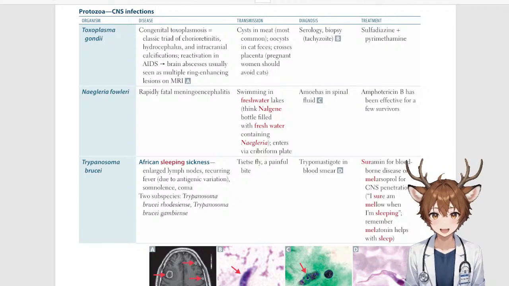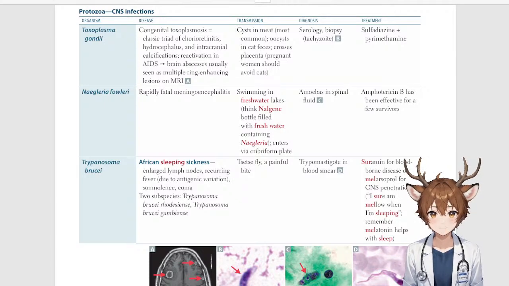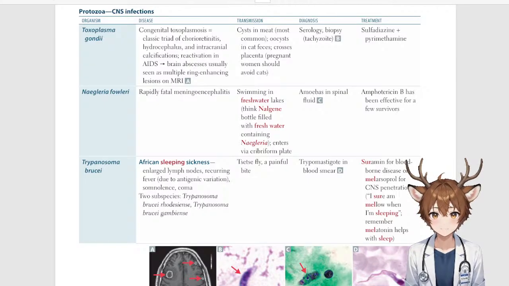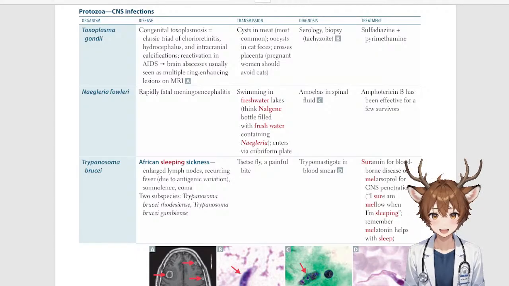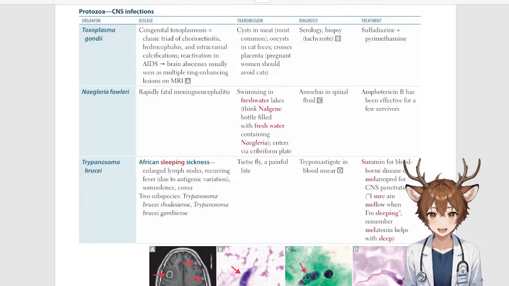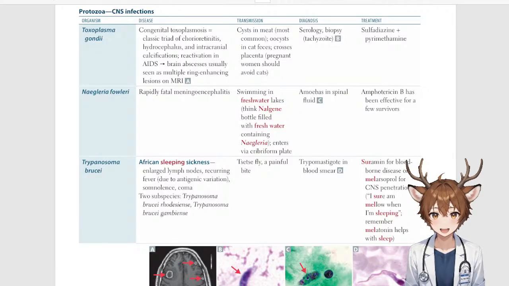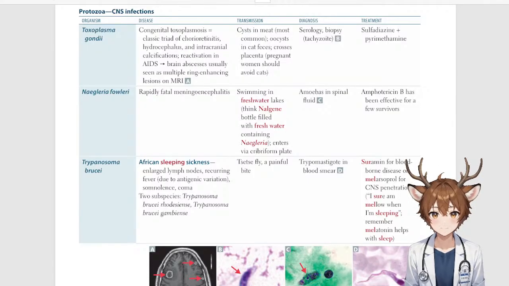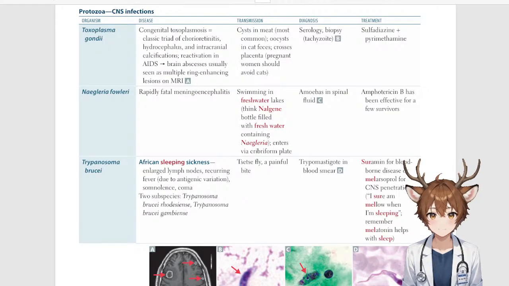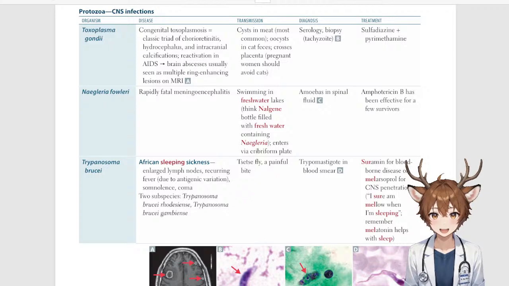So Toxo is known for using this alternative drug combo, but they do have a very similar set of mechanisms of action. What about Naegleria fowleri? For Naegleria, it causes rapidly fatal meningoencephalitis. Very nasty stuff. It can kill you pretty quickly. It's transmitted by swimming in warm fresh water and enters the CNS through the olfactory nerve via the cribriform plate. Diagnosed via amoebas in CSF. Treatment would be amphotericin B and has been effective for a few survivors.